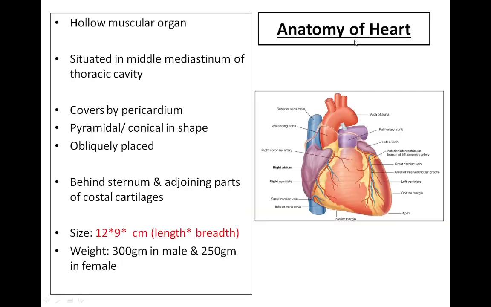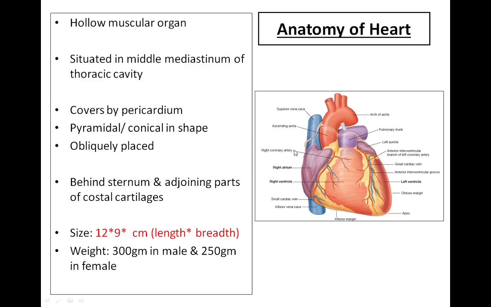So come to the anatomy of the heart, or the gross structures of the heart. It is a hollow muscular organ situated in the middle mediastinum of the thoracic cavity. So already you know what is mediastinum. It is the space between the two lungs, between the two medial surfaces of the lungs. The heart is covered by the pericardium, already it was discussed.